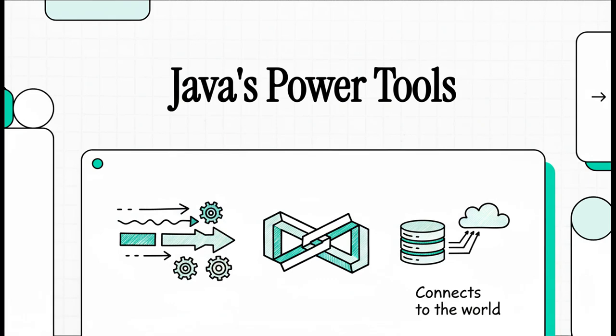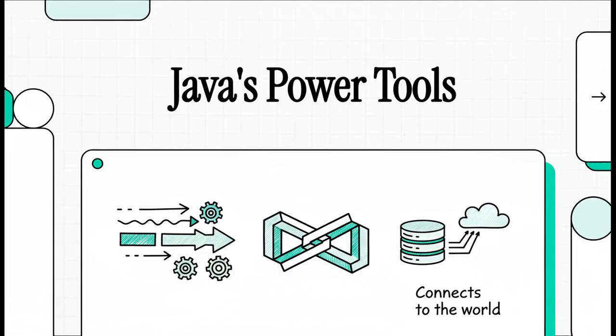Have you ever built a Java app and it just felt clumsy, slow, a bit messy with its data, or totally cut off from everything else? Well, today we're going to fix that. We're diving into the power tools that take a basic app and make it truly professional. We're talking about making it faster, way smarter about its data, and hooked into the wider world.